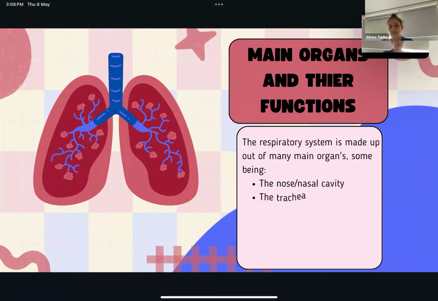The main organs and their functions. The respiratory system is made up of quite a few main organs, some of them being the nose and the nasal cavity. So that is how we take in the oxygen. The trachea, where the oxygen flows down so it can enter our lungs. The bronchi are like branches inside the lungs themselves. Our alveoli are like the little trees, and the diaphragm.